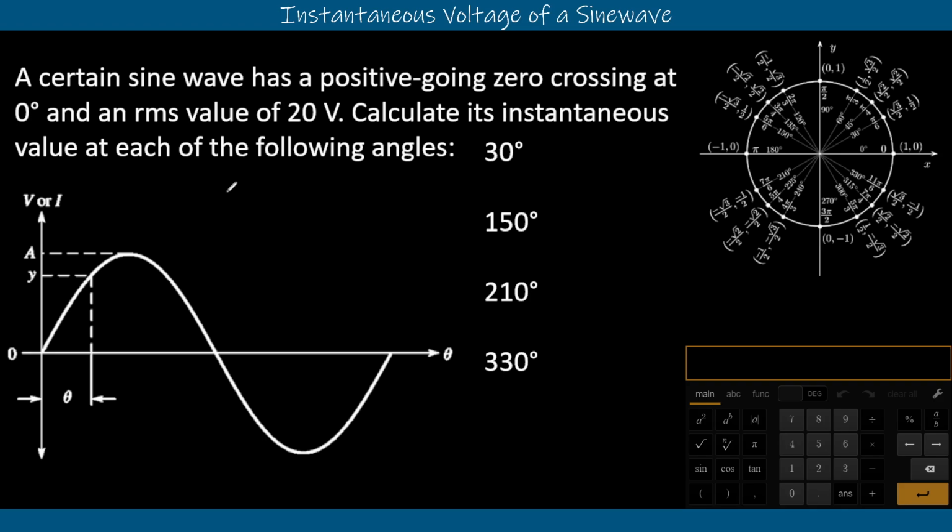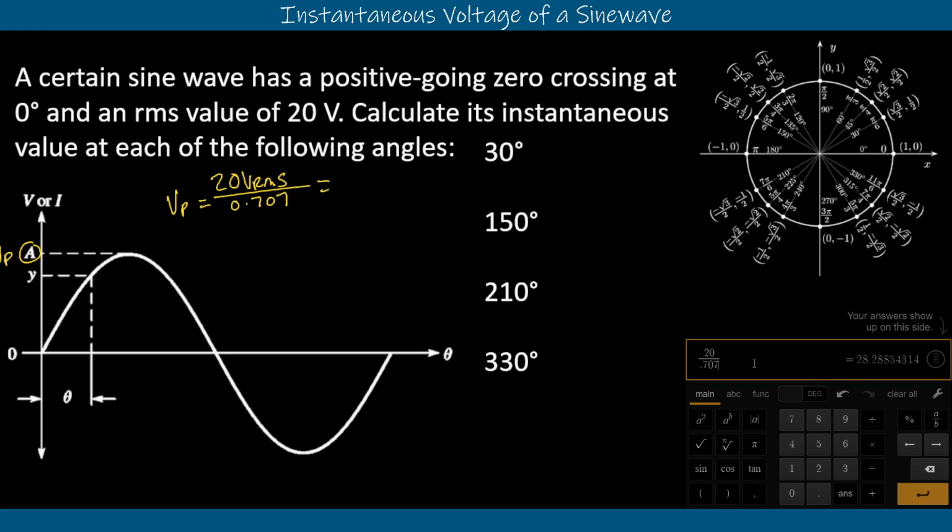So let's find our peak voltage of the 20 volts. So we'll take our 20 V RMS and divide it by 0.707. And that should give us our peak volts, VP. So VP is equal to, and we want A to equal VP. Plug that in here, and we'll say we have 20 divided by 0.707. That gives us 28.28, so 28.3. We'll say VP is 28.3 volts. And so that's what we expect A to be.